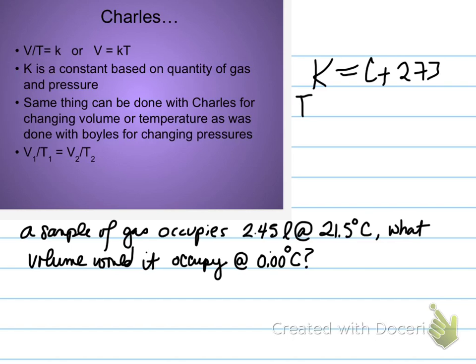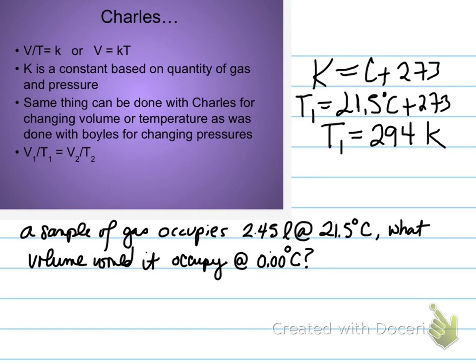So remember that Kelvin temperature is just equal to Celsius plus 273. So our T1, if we're listing variables, is equal to 21.5 degrees Celsius plus 273. Our initial temperature is equal to 294 Kelvin. Actually, 21 Celsius is usually about room temp, so it's probably about 294 Kelvin in this room.